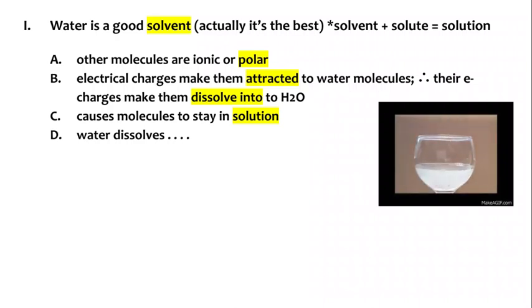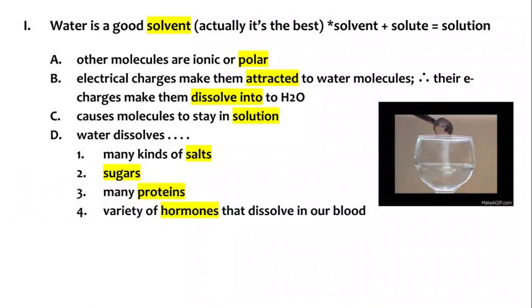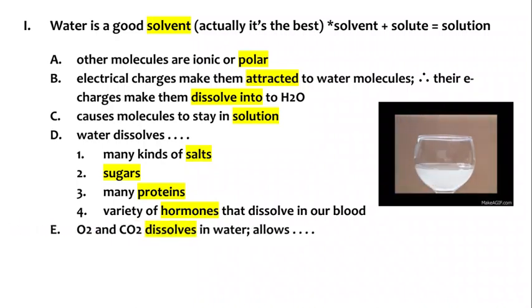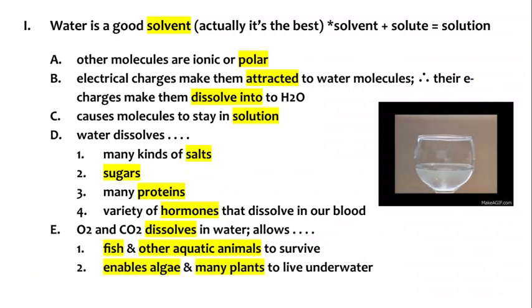Now, water is capable of dissolving lots of things, many kinds of salts, sugars, many proteins, and a variety of hormones that dissolve in our blood, because remember, our blood is also a solution. Also, oxygen and carbon dioxide dissolve in water, which allows fish and other aquatic animals to survive, being able to get oxygen from the water through the gills, or get carbon dioxide from the water if it's an aquatic plant. And that enables many algae and plants to live underwater as well.